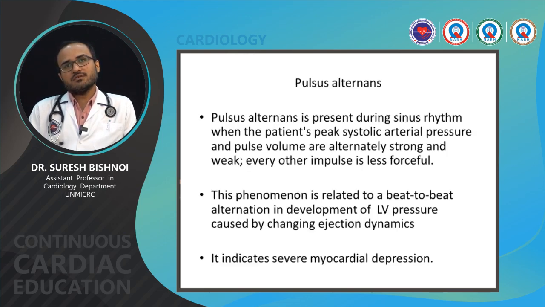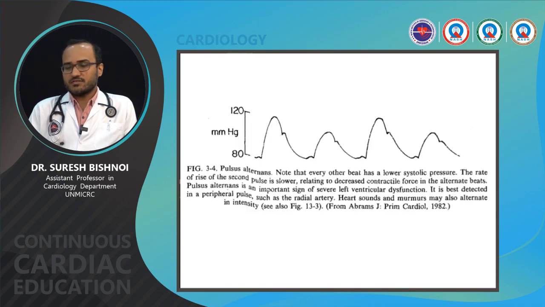Next is a pulsus alternans. Pulsus alternans is present during the sinus rhythm, so the rhythm should be sinus, when the patient's peak systolic arterial blood pressure and pulse volume are alternately strong and weak, like this. Once the pulse is around 150 systolic blood pressure, then there is a fall of the systolic blood pressure. Again there is a rise of systolic blood pressure. So you see the alternating strong and weak pulses. So this is known as a pulsus alternans.